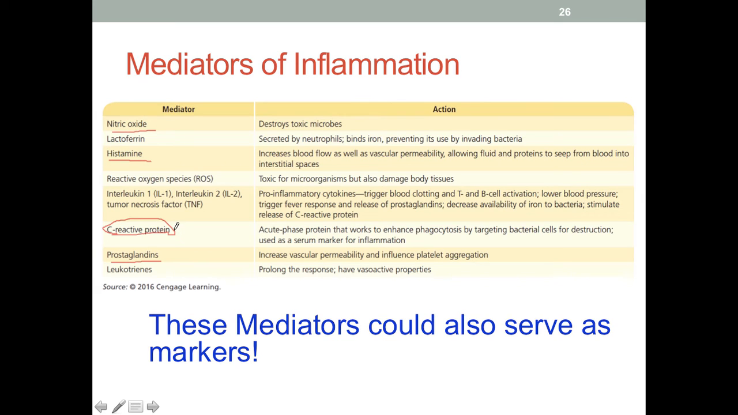For example, take CRP. The elevation of CRP in our blood indicates something is going on. It could either be a chronic systemic inflammation, or it may be a recent infection, or the body may have received some recent injury. So then we would need to further investigate to see exactly what is causing this elevated inflammation response.